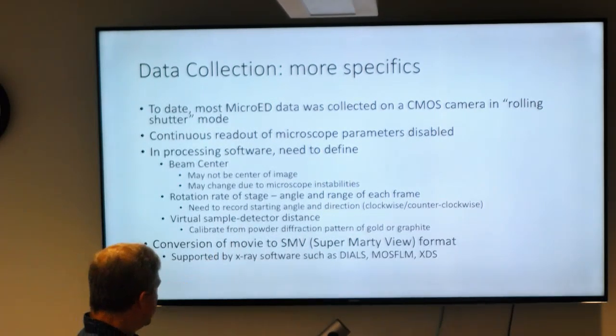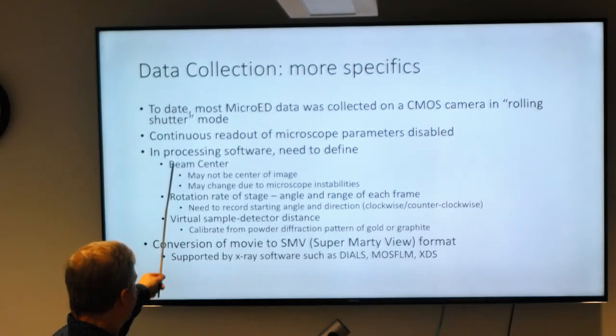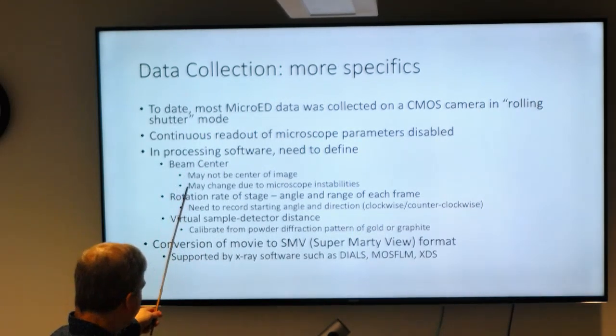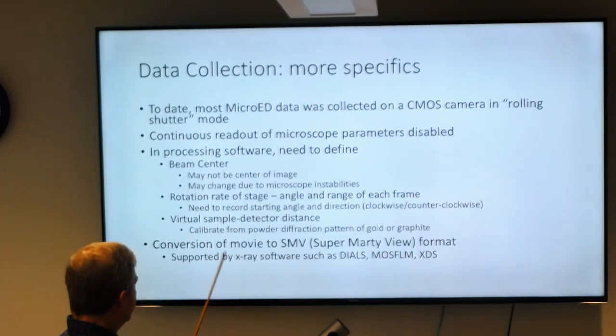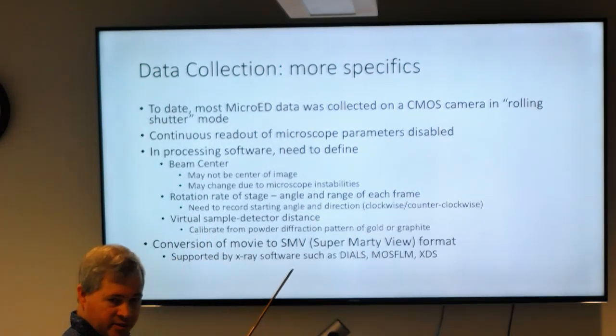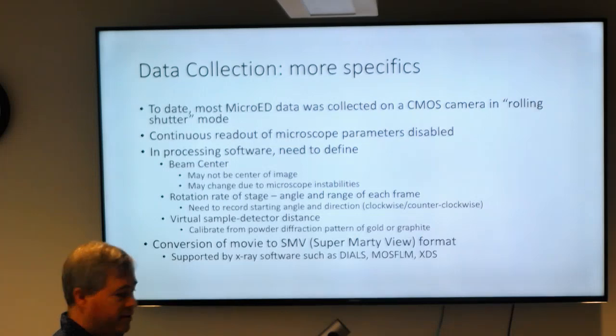Most of the microED data has been collected on a CMOS camera in rolling shutter mode. When you get it, you have to try to process it, as a kind of movie. You have to tell it where the beam center is, which may not be in the center of the image, since that depends on where you centered the diffraction spot electronically. That will change a little bit from day to day, or from experiment to experiment, quite likely.